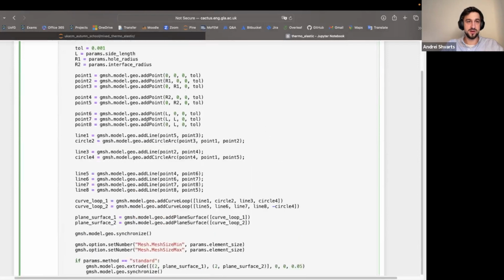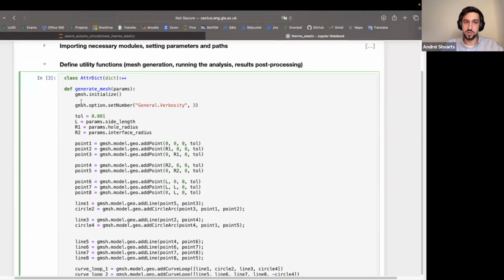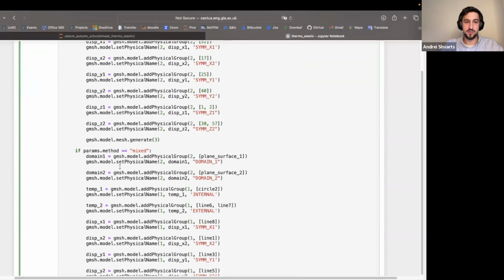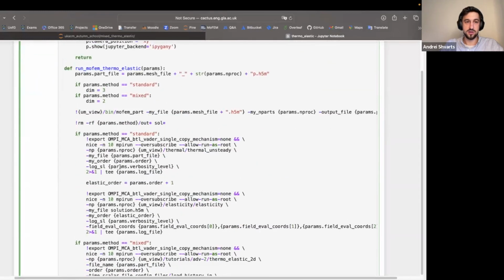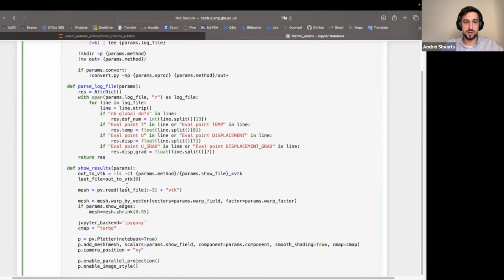And the next cell is defining some utility functions for mesh generation. We are using the Gmsh library. Then we define the function which is going to call MoFEM. In particular, it's going to be command line calls to MoFEM executables, MoFEM binaries, and we pass the parameters through the command line. And finally, we do post-processing.